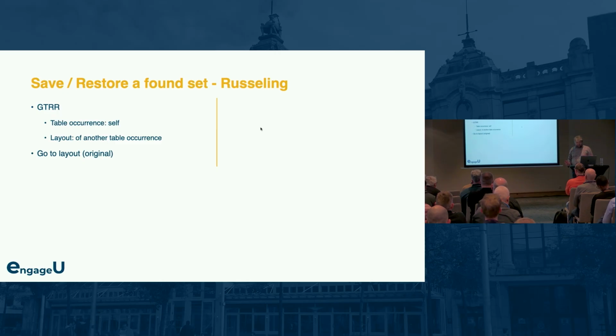Okay, so the idea is you use GTRR on the table occurrence where you are, and you select a layout of another table occurrence. Okay, then go to the original layout. That's to store. Okay, so this is a very unknown, in fact, behavior of GTRR when you do it on the current table.